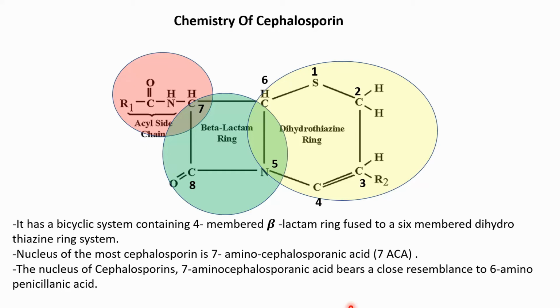The difference between penicillin derivatives and cephalosporin derivatives is that in cephalosporin the dihydrothiazine ring is present and in penicillin the thiazolidine ring is present. So that is the basic difference. In penicillin, the thiazolidine ring is present and in cephalosporin, the dihydrothiazine ring is present.